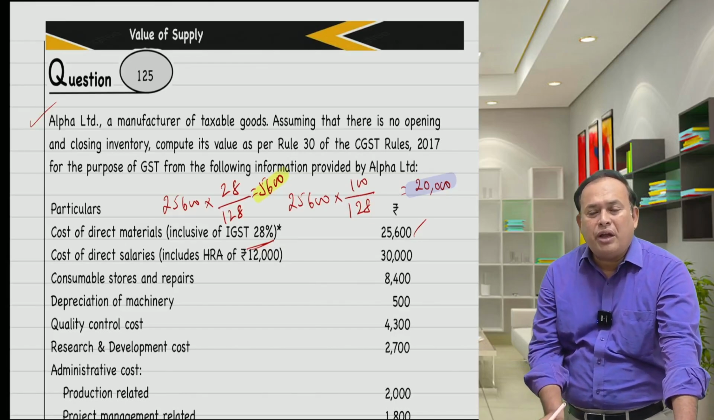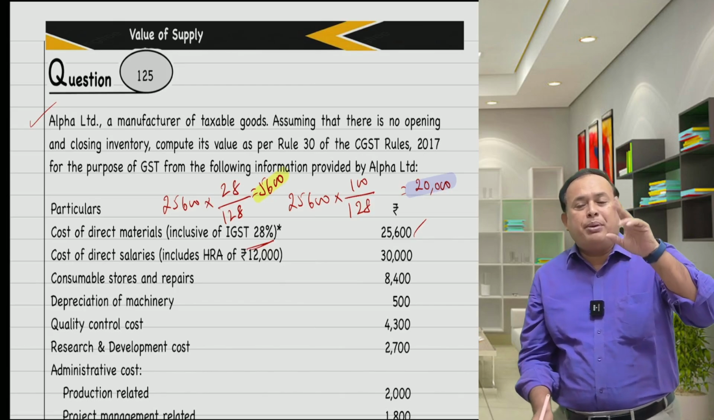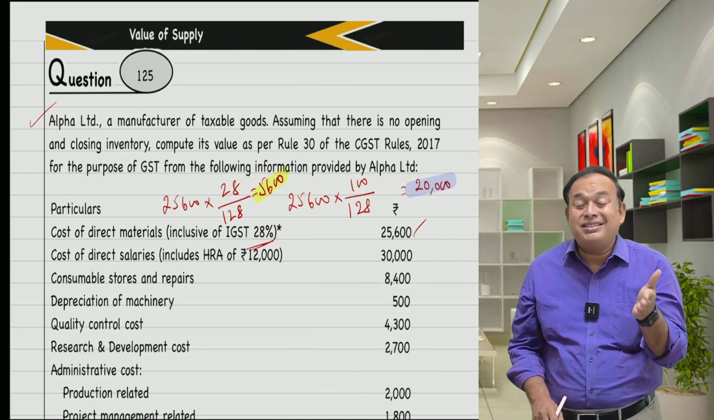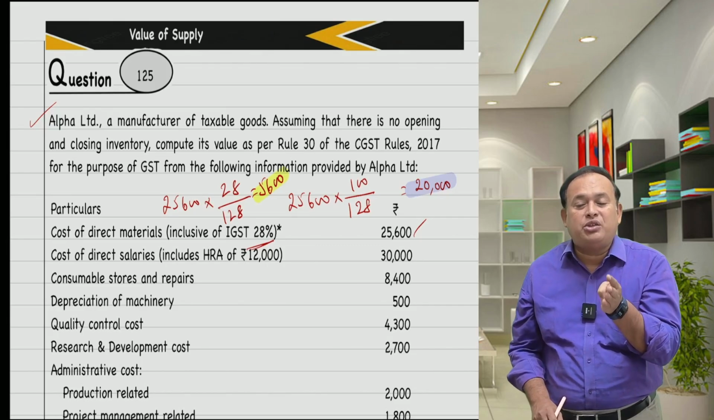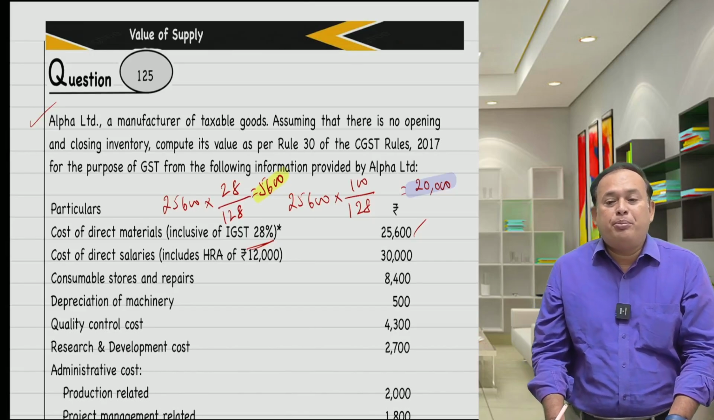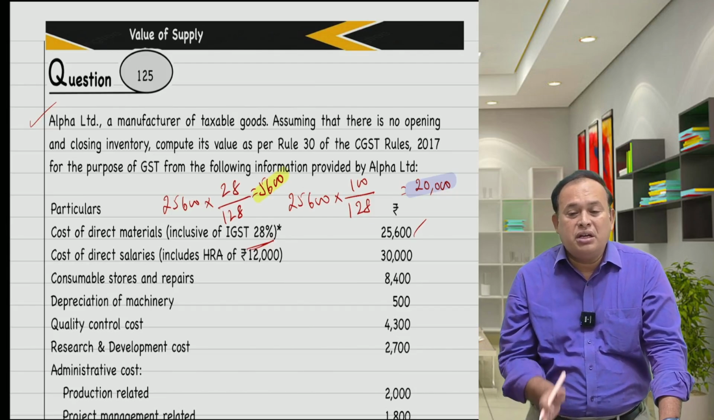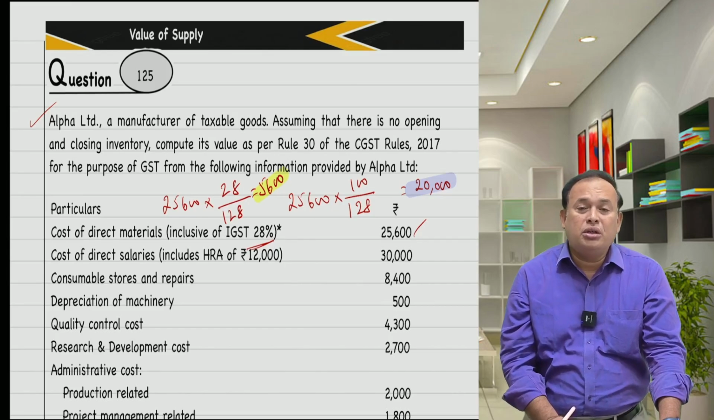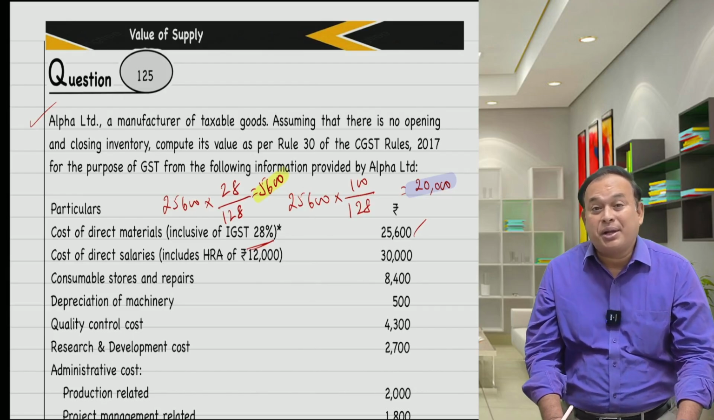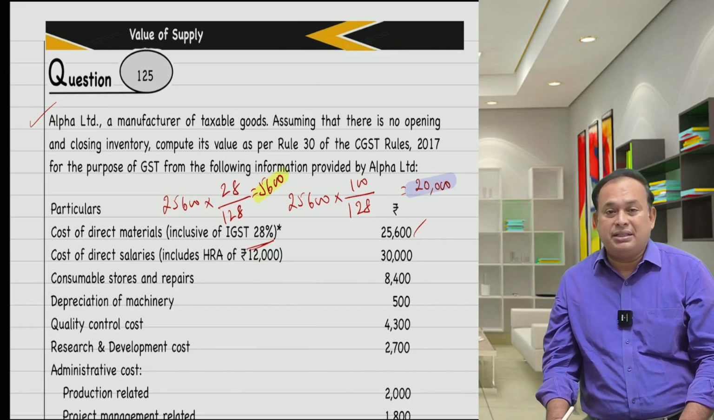Now, I have to pass a journal entry in my books. Alpha Limited, passing journal entry. Purchase account debit, 20,000. Input tax credit receivable account debit, 5,600. To bank, 25,600 is the entry. That means the cost of purchase, 20,000 rupees, goes to the profit and loss account. 5,600 goes to my balance sheet as current assets, not non-current assets. It is a current asset, 5,600 under the assets.